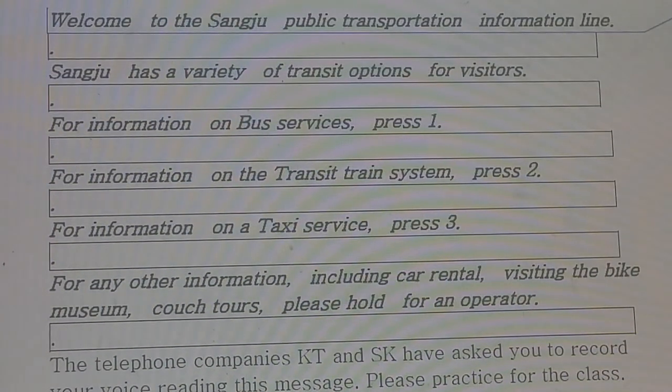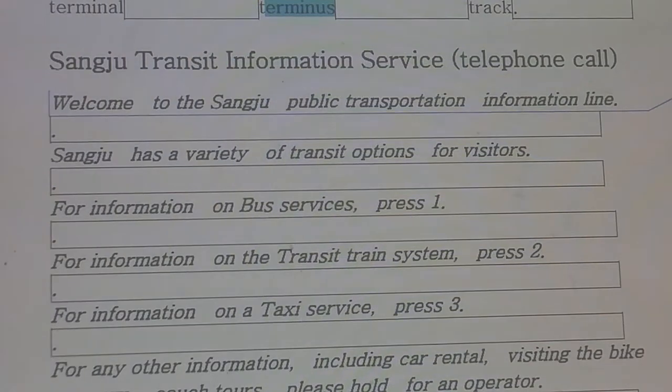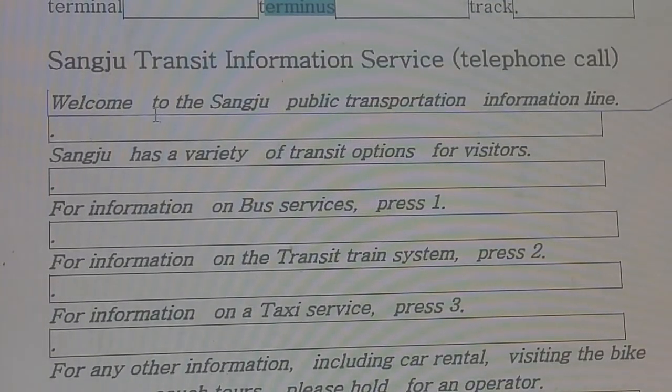So, to record your voice, Sangju Transit Information Service telephone call. Now, this is the way you start here. What do you say? Go down so that everybody can see. There it is. Welcome. See that space there? Please wait. So what you do is, welcome to the Sangju public transportation information line. Can you see it? There was a space here, and space here. You keep silent for a while, right? Sangju, silence, has a variety, silence, of transit options, silence, for visitors. Now, let's go again. Sangju has a variety of transit options for visitors.